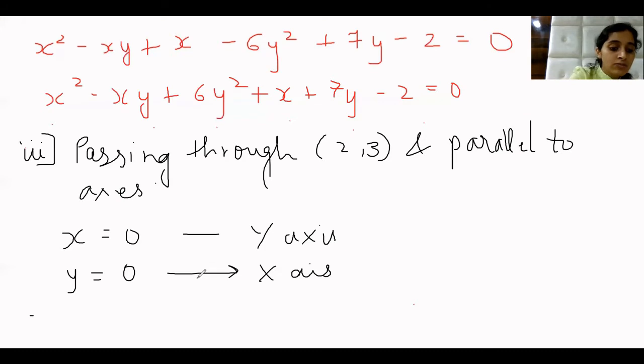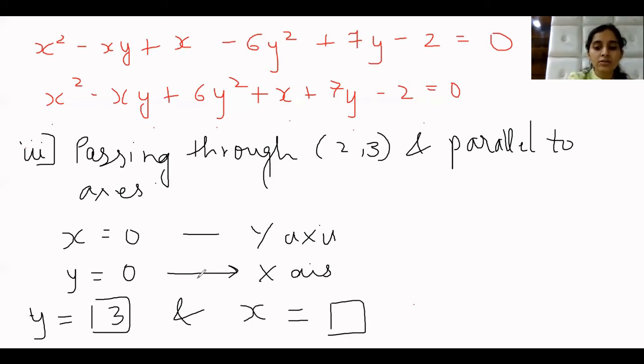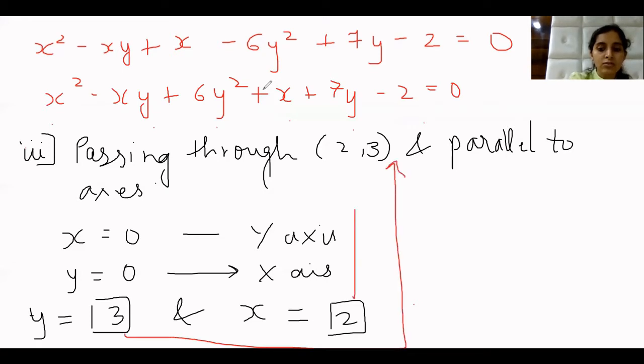Now therefore the equations of the lines passing through 2, 3 and parallel to the axis. If any line is parallel to the x-axis, its equation will be y equal to a constant term. Now what is that constant? Since that line is passing through 2, 3, the equation will be y equal to 3, and a line passing through 2, 3 and parallel to the y-axis will be of the form x equal to constant. What is that constant? 2. So where is this 3 and 2 coming from? It's coming from here.